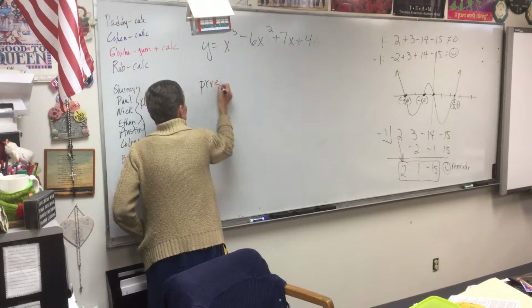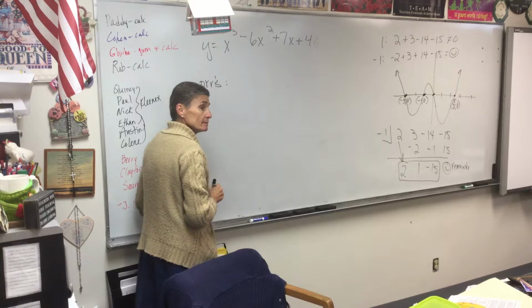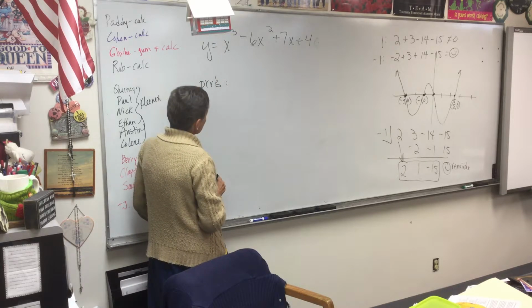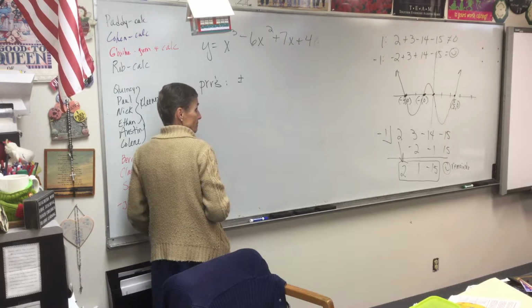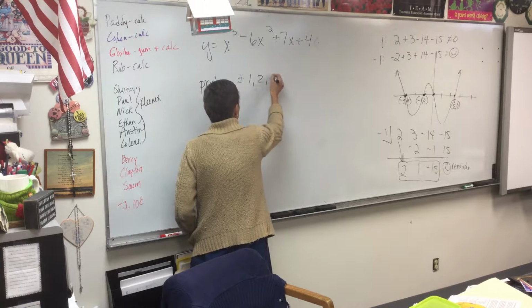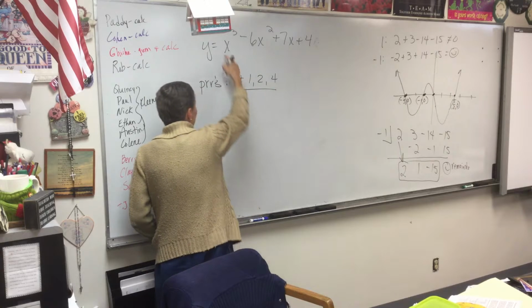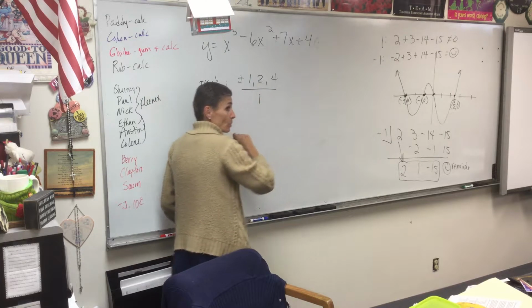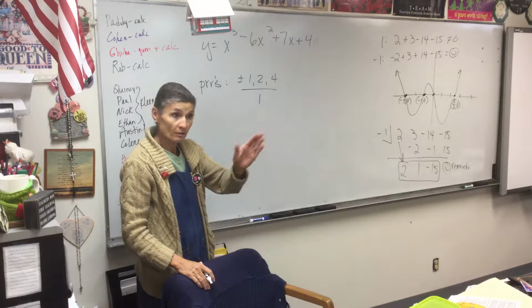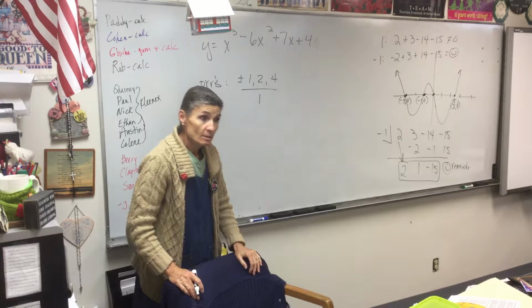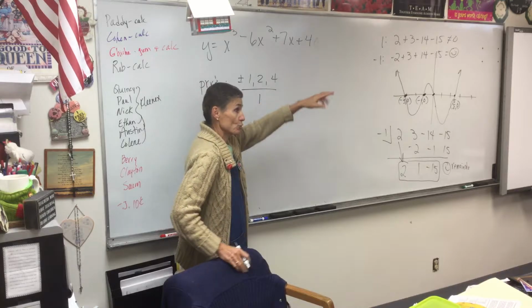PRRs, you're thinking, oh great, I'm going to have to guess. This time it's not so bad. What are your PRRs? Plus or minus 1, 2, and 4. And that's just over 1. So literally, it's plus or minus 1, 2, and 4. So instead of having all the numbers, you only have 6.